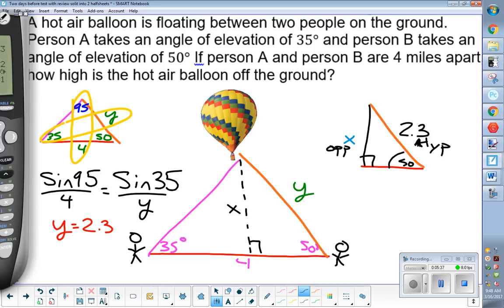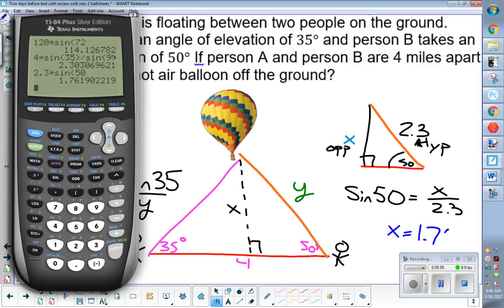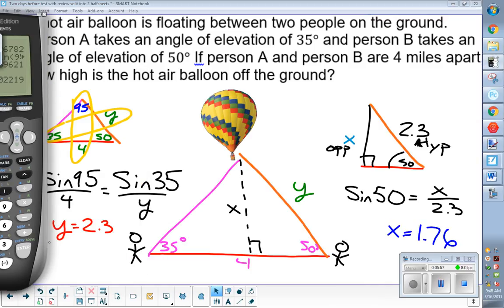Hypotenuse. Which trig function goes opposite and hypotenuse? Sine of 50 equals opposite over hypotenuse. In my calculator, I would multiply by 2.3. Hit enter. 1.76 is my height. Questions on those?